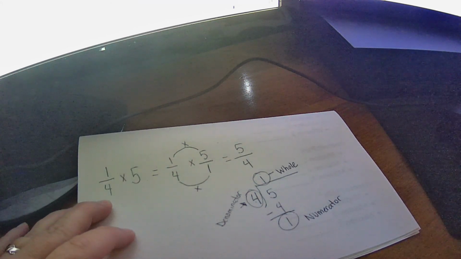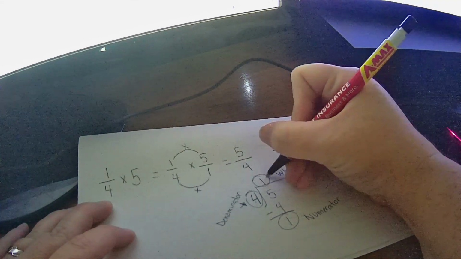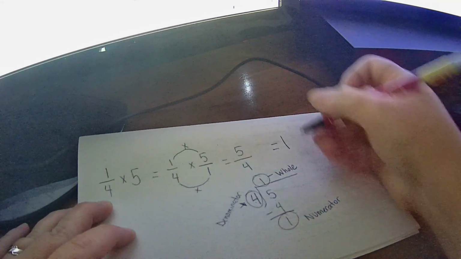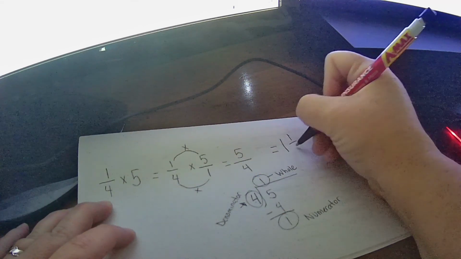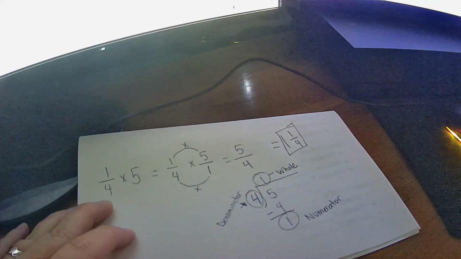So now that we know how to build our mixed number, let's put it together. I had one whole number with a numerator of 1 and a denominator of 4. So my simplified fraction is 1 and 1/4.